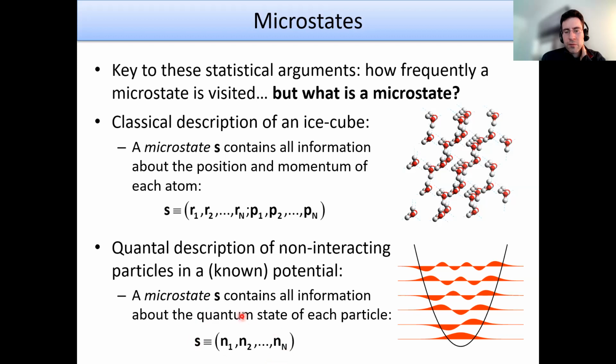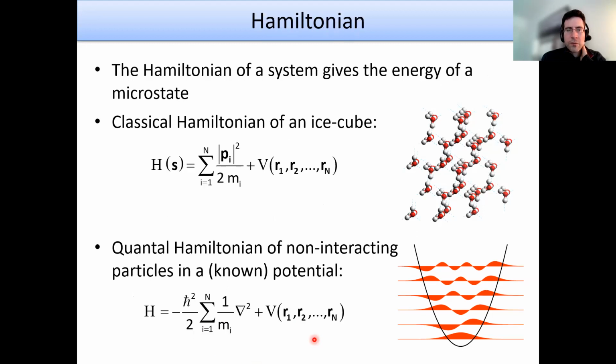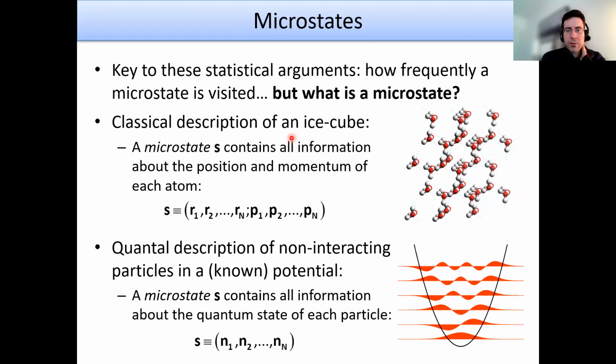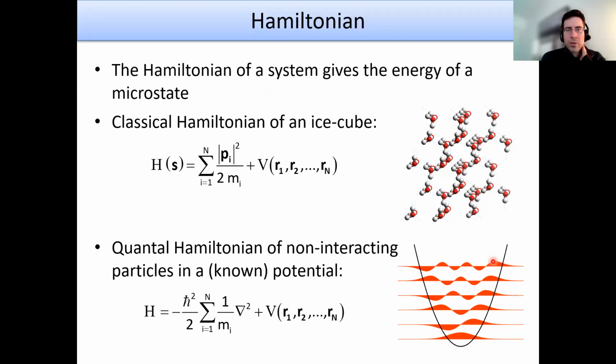and of course, it suffices to know the quantum numbers of each one of these particles. So this is what I put in this vector here. Okay, so this is what the microstate is. The microstate encodes all the information about every single particle in our system. Now, what about the Hamiltonian? Well, the Hamiltonian is simply the energy of a microstate.